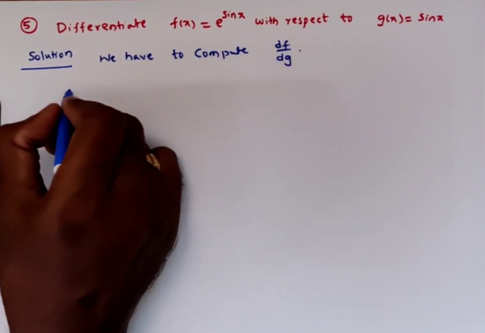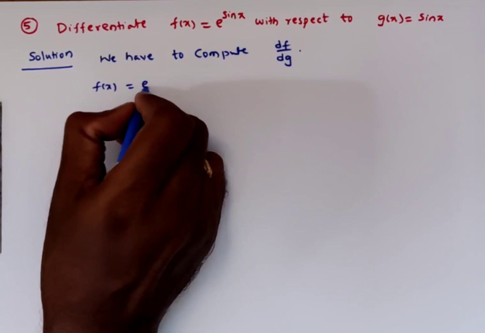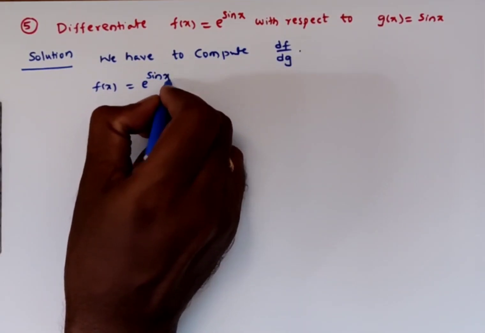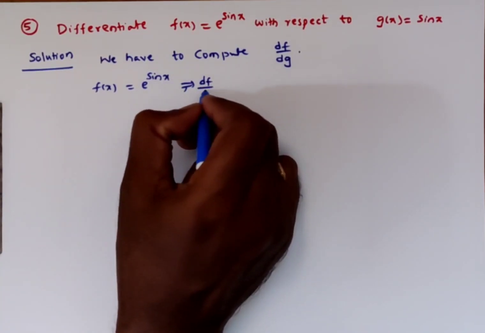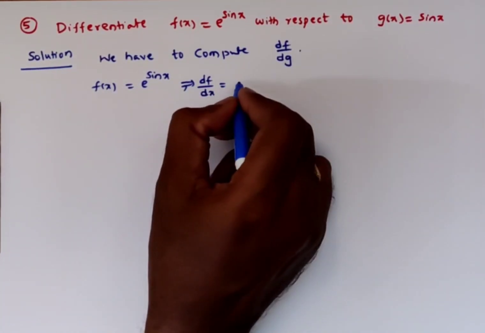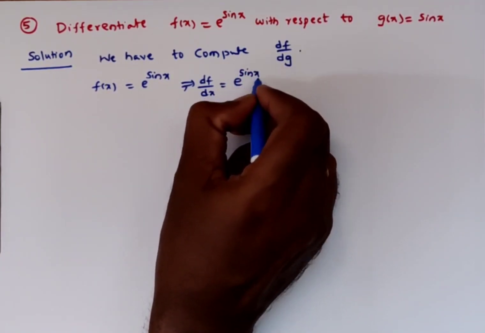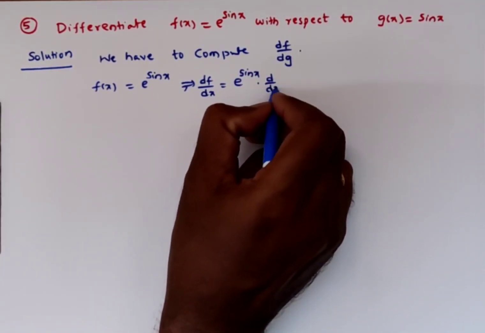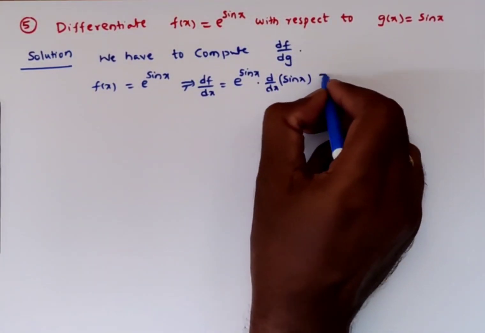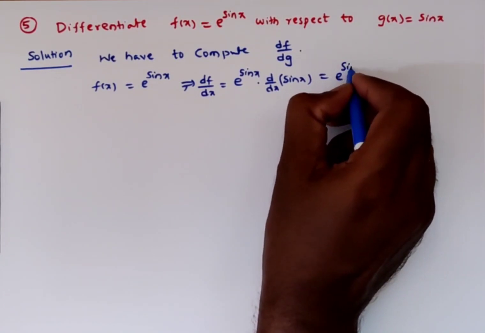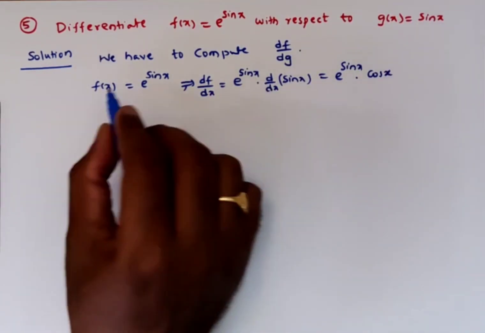Right? Now, we have the function f of x equals e to the power of sin x. So the derivative of f with respect to x: e power sin x derivative is e power sin x into the derivative of the inner function, sin x. Finally it is e to the power of sin x into the derivative of sin x, which is cos x. So find the derivative of f of x this way.